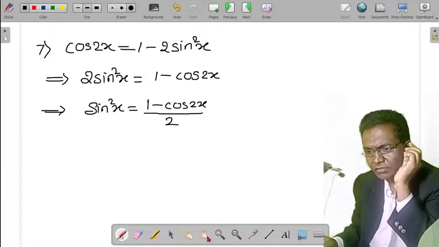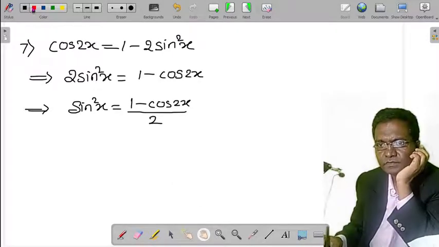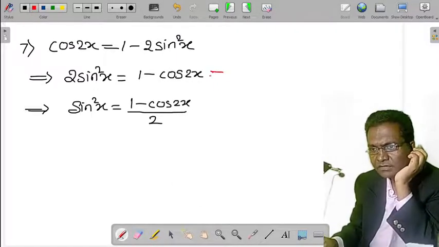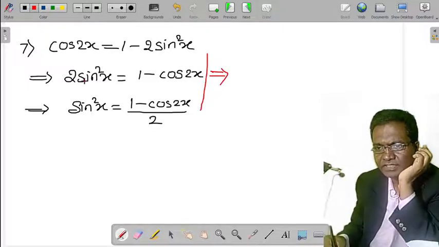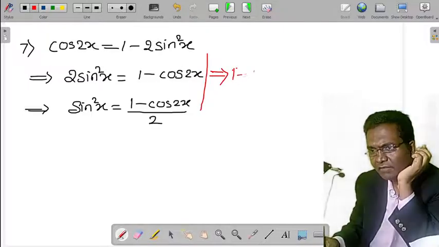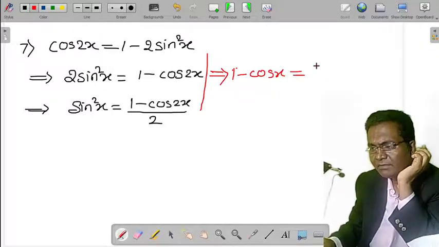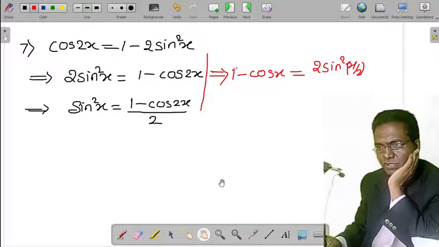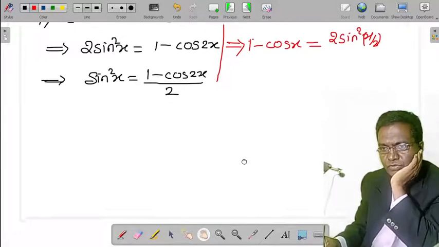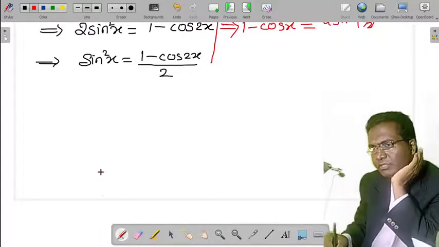And also you have to remember what this implies. 1 minus cos 2x is this much, and if you require 1 minus cos x, it can be replaced as 2 sine square x by 2. So see how these can be used.